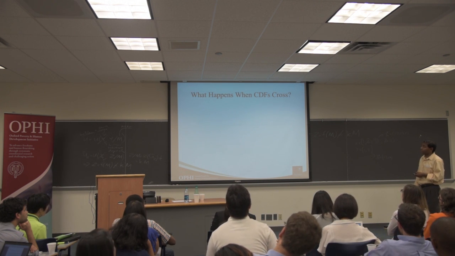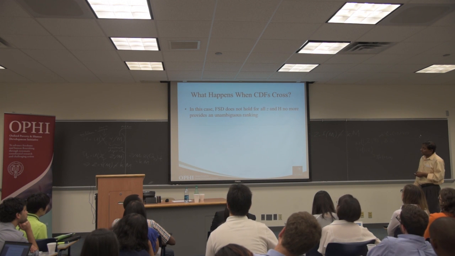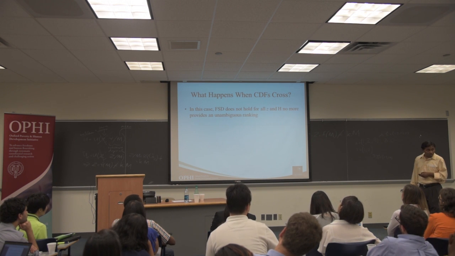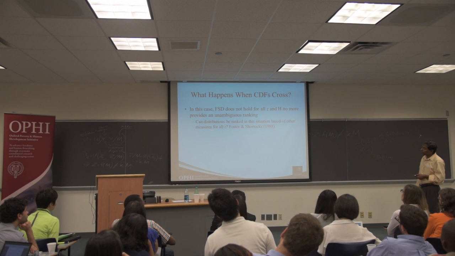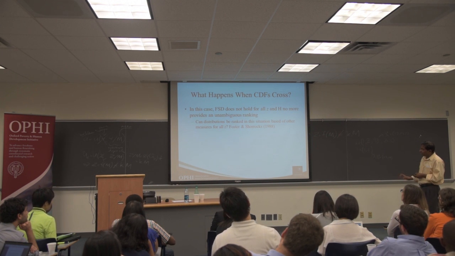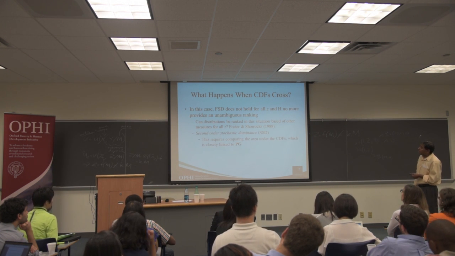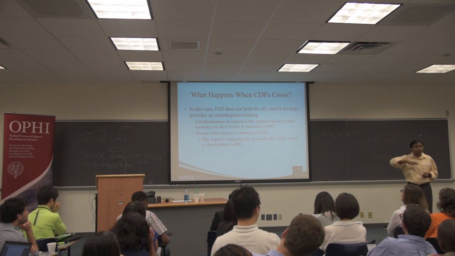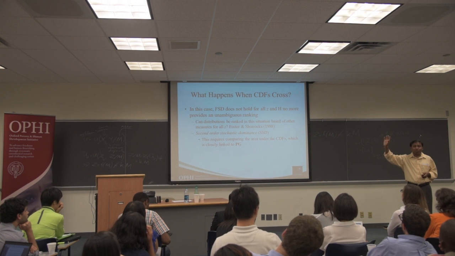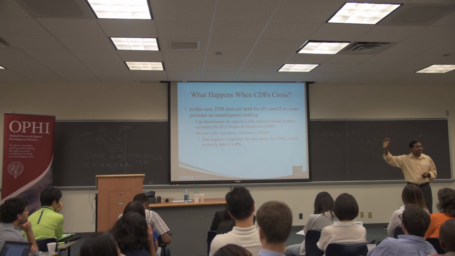What happens when CDFs cross? In this case, FSD definitely doesn't hold because your CDF has crossed in the middle. But still the distributions can be ranked based on other measures for all z. That's a different story. Second order dominance: you move from first order to second order dominance. I'm not going that far, okay? But this is the intuition.